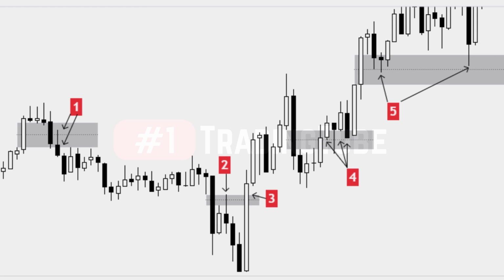Point 4. This example demonstrates a combined scenario where price transitions from a fair value gap to a bullish inversion fair value gap, subsequently using it as a support level to drive prices higher. Point 5. Yet another instance where the fair value gap acts as a formidable support level, reinforcing its significance in guiding trading decisions. Now that we've covered the theory, let's put it into practice with a real-life example.